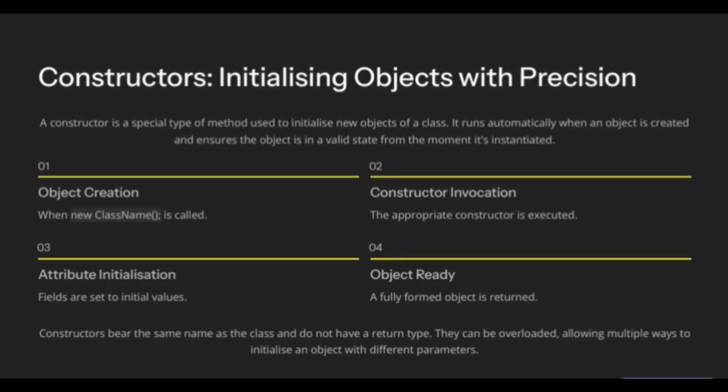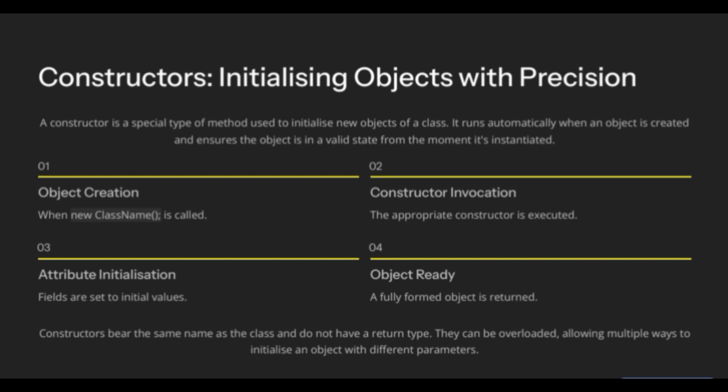A constructor is a special method used to initialize objects. It runs automatically when we create a new object with new. The constructor sets the initial values of fields and ensures the object is ready to use. Constructors have the same name as the class, no return type, and can be overloaded to allow different ways of creating objects.